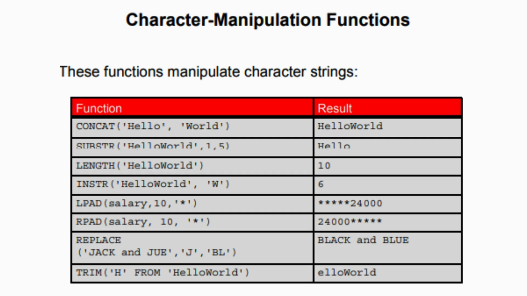Instr finds the numeric position of a named character. Lpad returns an expression left padded to the length of n characters with a character expression. Rpad returns an expression right padded to the length of n characters with a character expression. Trim trims leading or trailing characters, or both, from a character string. If trim_character or trim_source is a character literal, you must enclose it within single quotation marks.